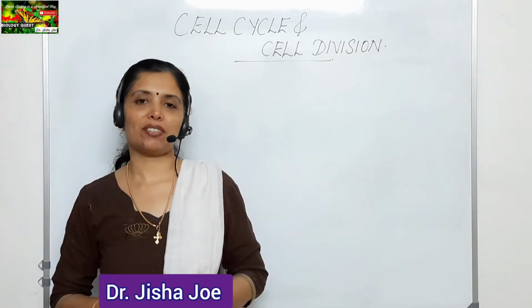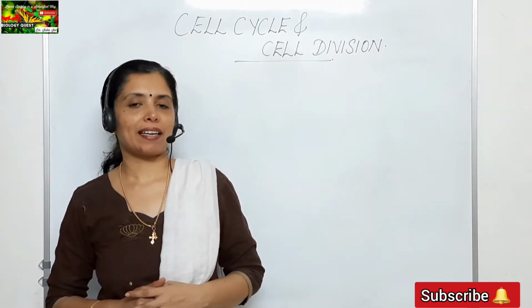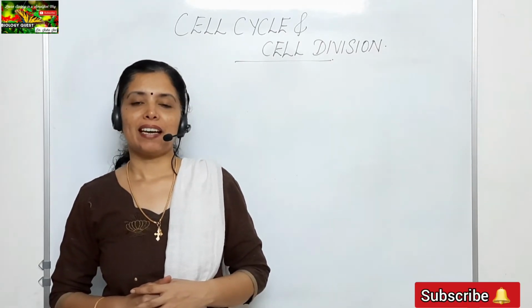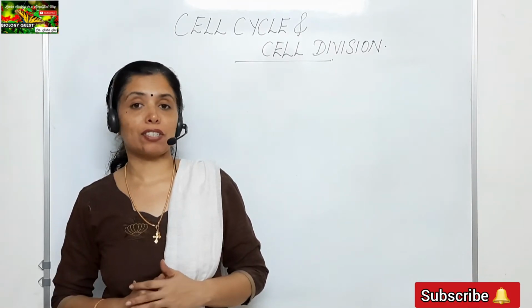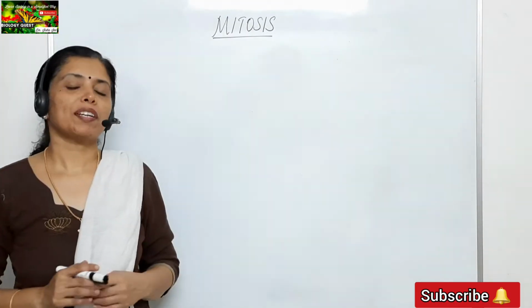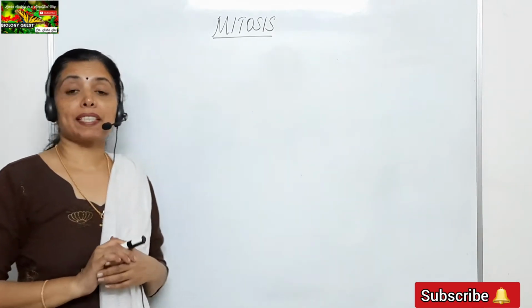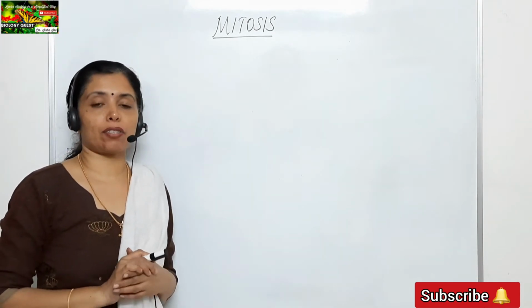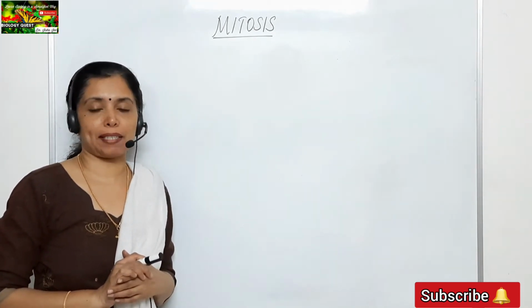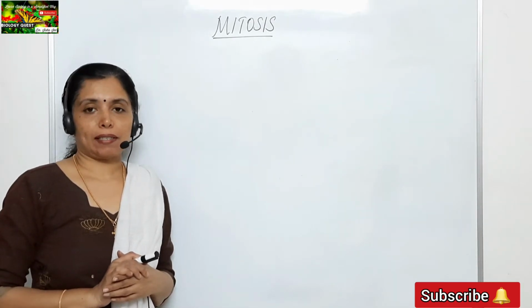I'm Dr. Jisha Joe. This is the second video on the chapter cell cycle and cell division. In this video, we shall study the different stages of mitosis. What is mitosis? Mitosis is a type of cell division that takes place in somatic cells. Somatic cells means body cells. So mitosis occurs in body cells.